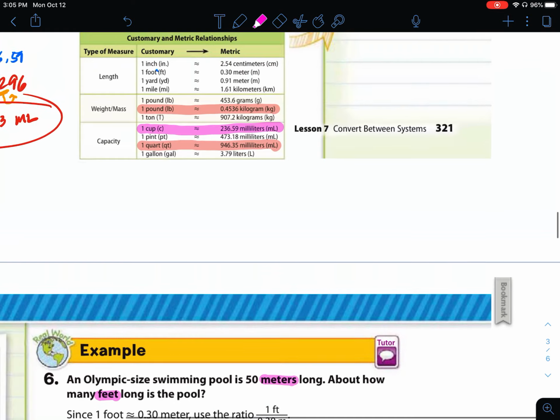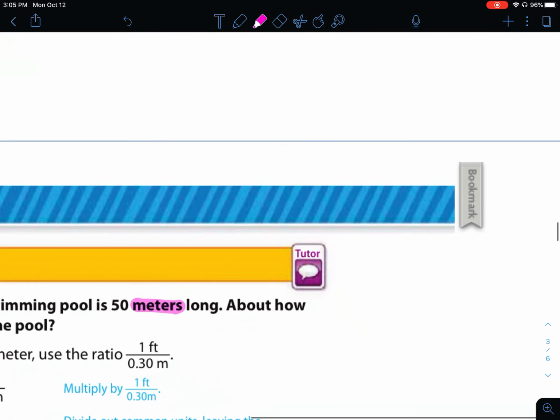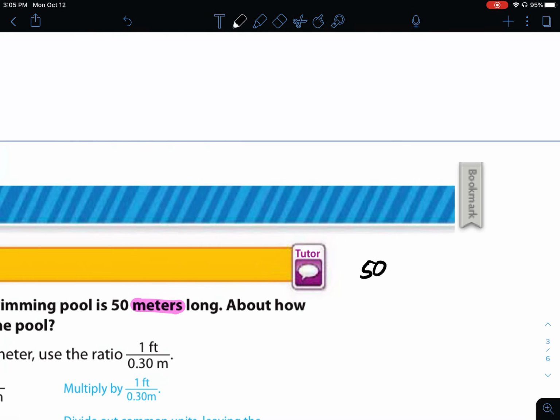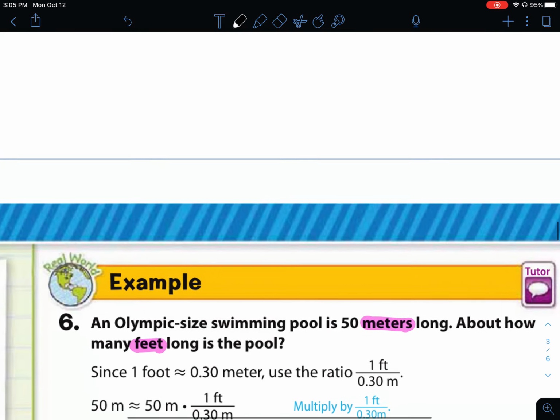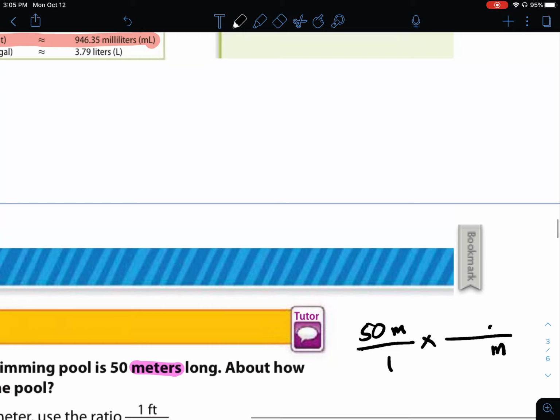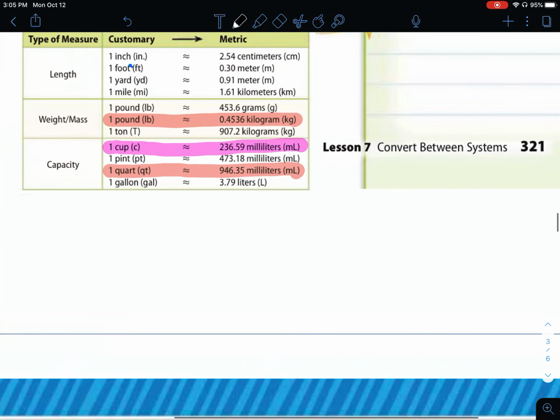Okay, so again, let's not look at the solution first. The first thing that we need to do is we need to write down 50 meters over 1. And we want to find our conversion factor. This time I'm going to use an x for multiplication. And we know that we need to get rid of meters, so we put meters here at the bottom as well. And we know that we need our answer to be in feet, so we need to put feet on top. Okay? So we know meters will cancel out.